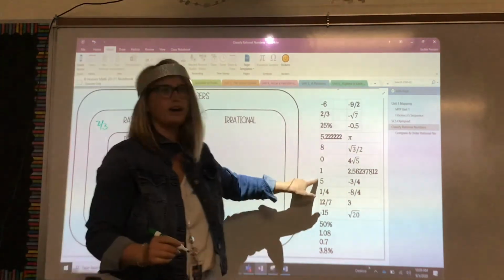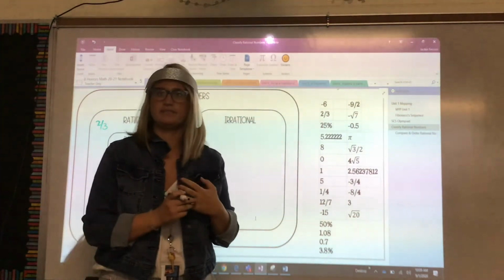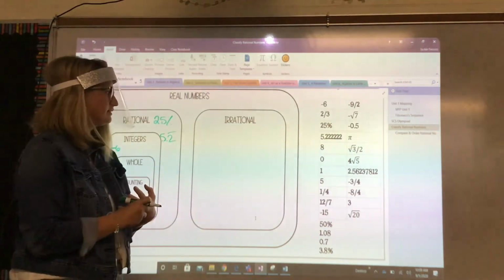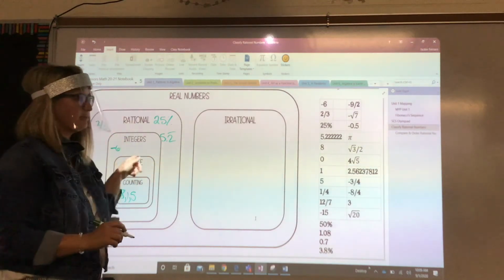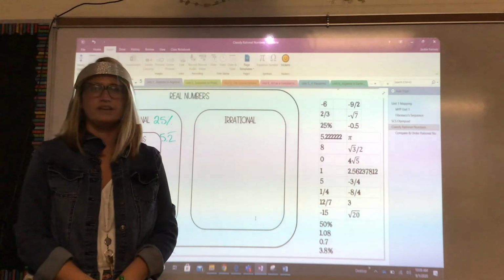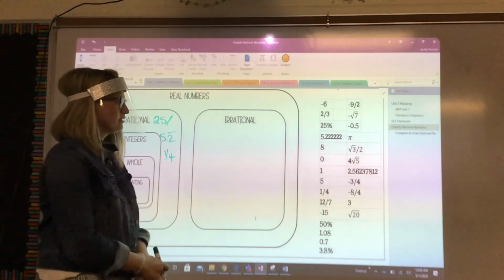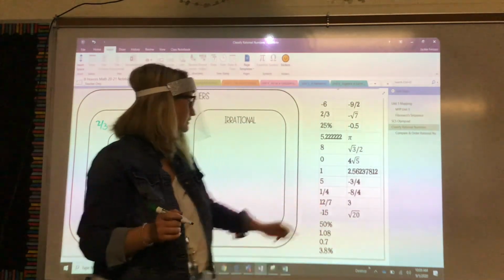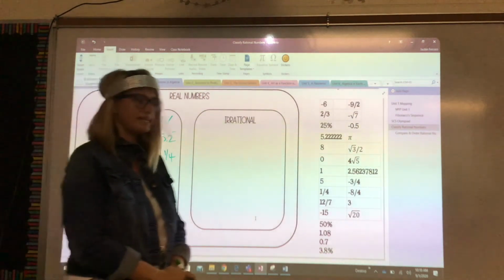Great job. 5. I love how you included all of the categories so that it was easy for me. Stefan? It's a counting number, whole number, integer, and rational. Good, we put it in counting because it's all of the above. What about 1/4? Sophia? It's a rational number. Good job, 1/4 is rational. What about 12/7? Grace? It's a rational number. Beautiful, 12/7 is rational, it repeats.